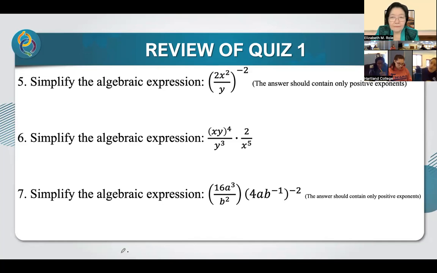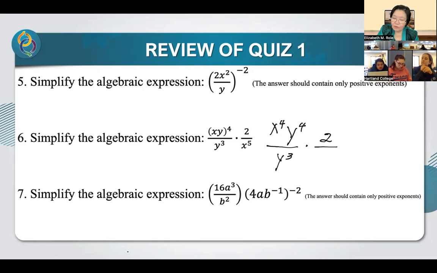I didn't quite follow as you did it. Number 6. Yeah, number 6. So you said you have 4y to the 4th over y cubed. X to the 4th, y to the 4th, because you're using the power rule, right? So xy to the 4th is x to the 4th, y to the 4th over y cubed times 2 over x to the 5th. But then we said that one is multiplication.